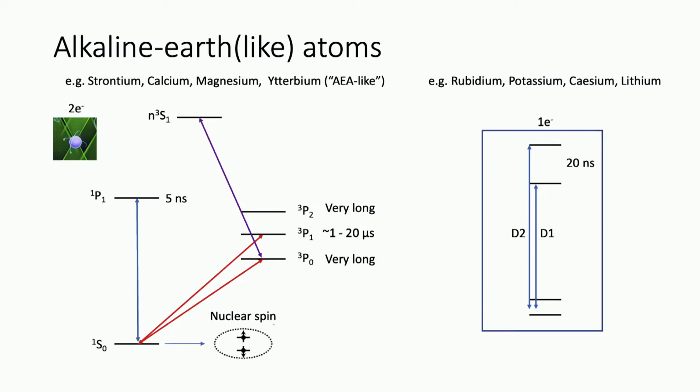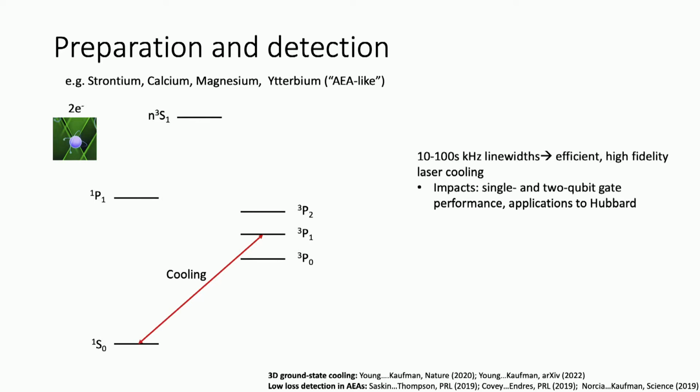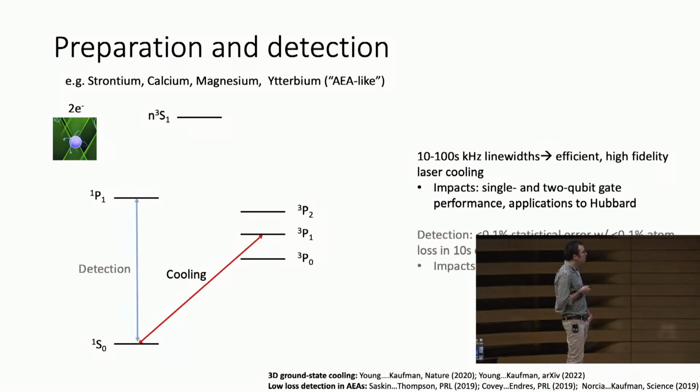Okay, so let's walk through how these different transitions can be used for different things. First of all, there's this transition here. This is a narrow line transition typically that's often used for cooling. We heard about some of that from Manuel. In certain species, there are line widths of 10 to 100 kilohertz, which means you can do efficient, that is rapid, high-fidelity cooling of single atoms just based on laser cooling. And this basically impacts any application in which you care about the temperature of the atom.